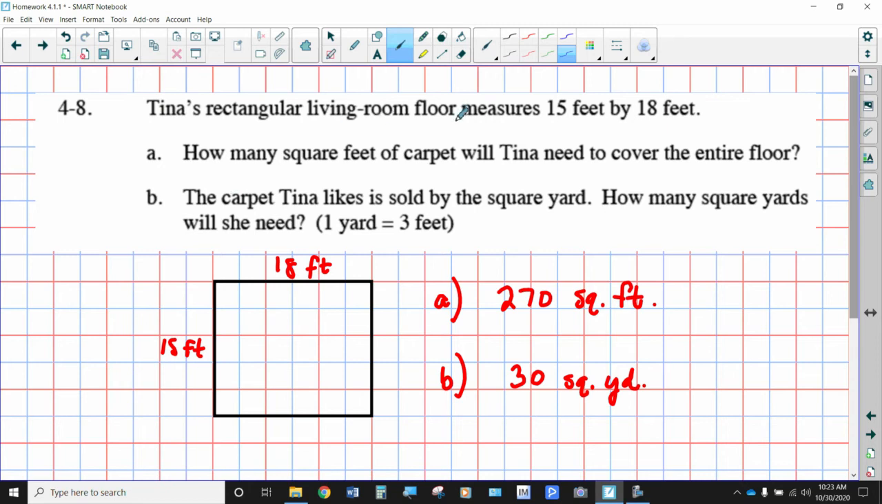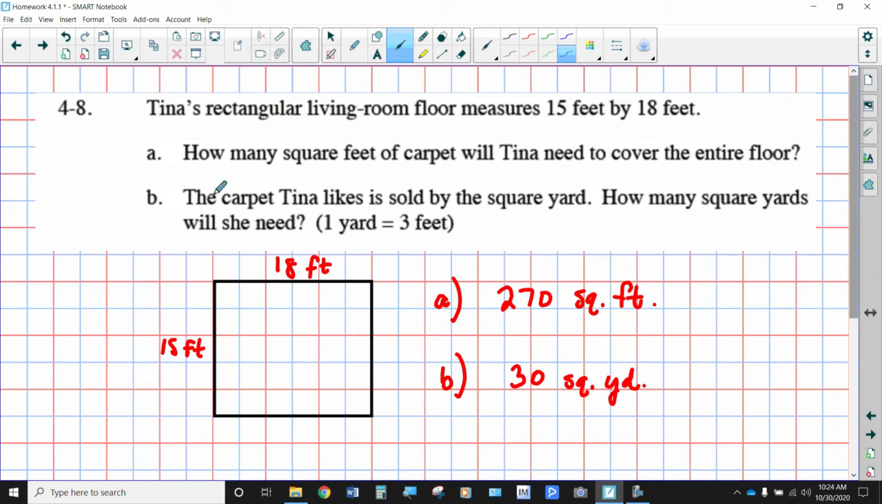All right, Tina's rectangular living room measures 15 by 18 feet. How many square feet of carpet will Tina need to cover the entire floor? So square feet would be the area, which the area model is to take your base times your height, or your length times your width in the case of a room. And you get 15 times 18 is 270. And so we're going to label that as 270 square feet because we are counting the total number of squares that would fill the inside of that rectangle, representing the floor of this room.